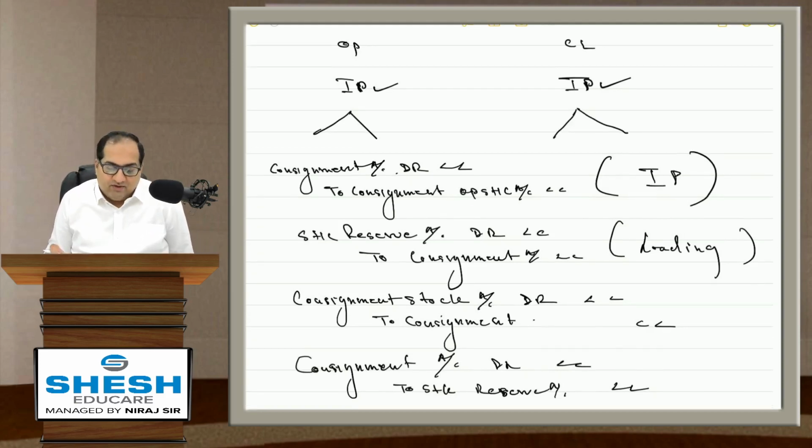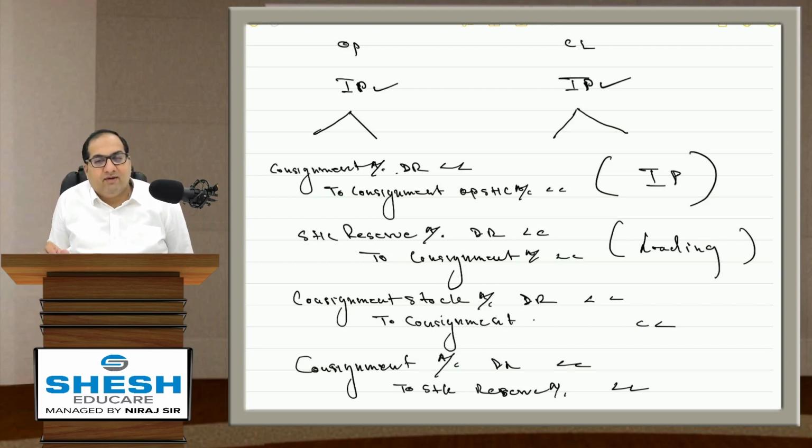If you see all the four places, if invoice price appears on the debit side, loading element has to come on the credit side. If invoice price comes on the credit side, loading element has to come on the debit side. That's why we always reverse the loading element. Invoice debit, loading credit, to get cost.